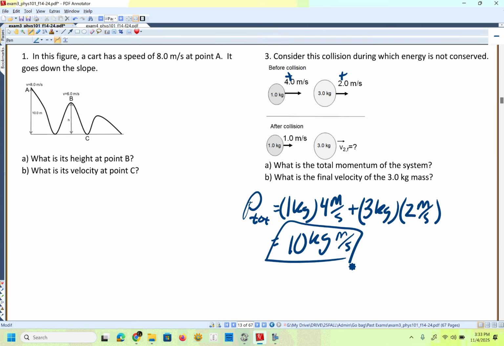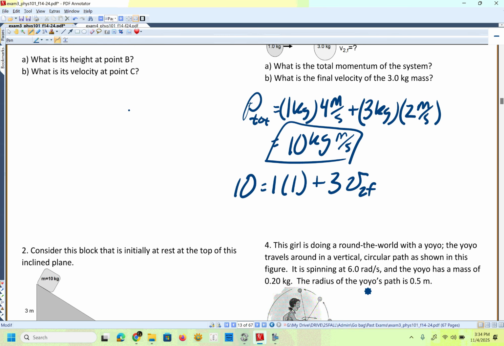But once I find the velocity of this 3 kilogram mass, I can calculate the momentum of this final state. It would be the same, right? That 10 would be equal to 1 times 1 plus 3 times V2F. So V2F is equal to 3 meters per second. And so then, of course, if I plug this back in for V2F, I would get 10. So the total momentum is always going to be the same. It doesn't matter initial or final.